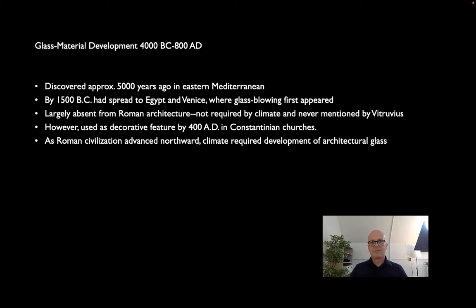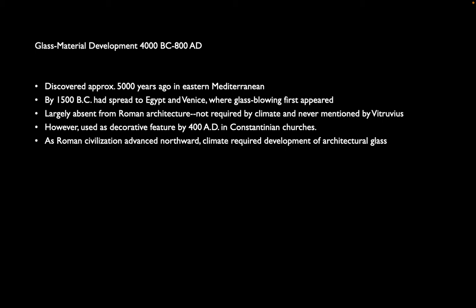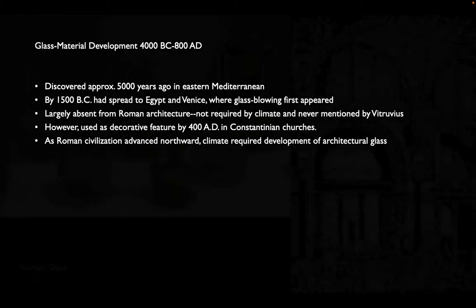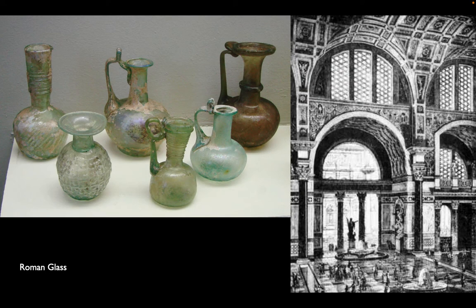And as Roman civilization, and particularly as Constantine's building program moved northward into Germany and eventually even into the British Isles, in those climates it's absolutely essential that you have a solid building wall, but it's certainly desirable that you would bring in light. And so this, we think, may have fueled the use of architectural glass in the northern realms of the empire.